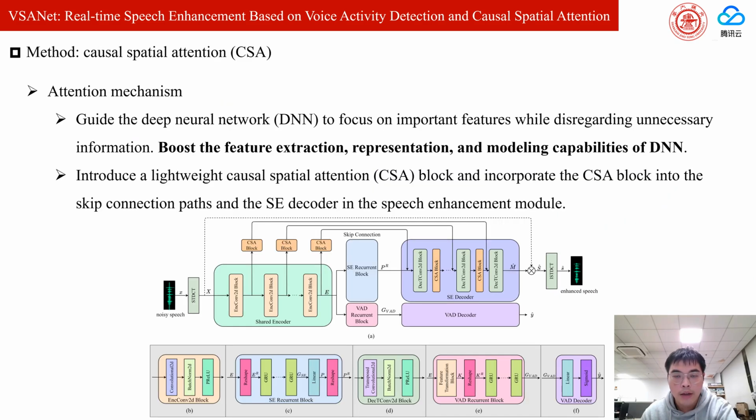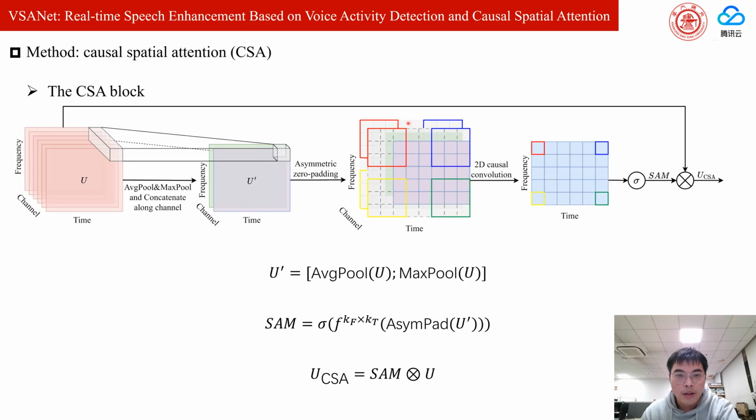As we know, the attention mechanism can guide the deep neural network to focus on important features while discarding unnecessary information, thereby boosting the feature extraction, representation, and modeling capabilities of DNN. In this paper, we introduced a lightweight causal spatial attention block and incorporate the CSA block into the skip connection paths and the SE decoder in the speech enhancement model, so as to assist in high-level feature extraction and feature reconstruction. The detail of our CSA block is illustrated on this page.